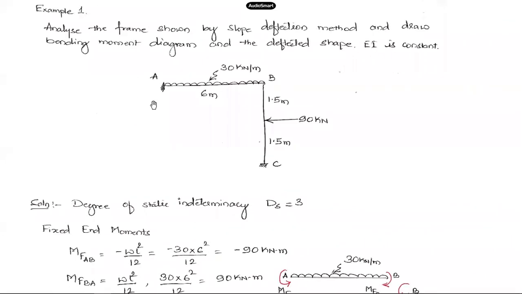Okay, right. So first we'll deal with the non-sway frame. A simple non-sway frame. You need to analyze this frame, what is shown here, and draw the bending moment diagram and the deflected shape. It is given that EI, the flexural rigidity, is constant. This is the frame I have here, two members. The loading and member lengths are shown here.